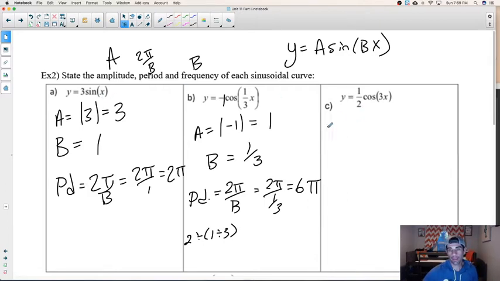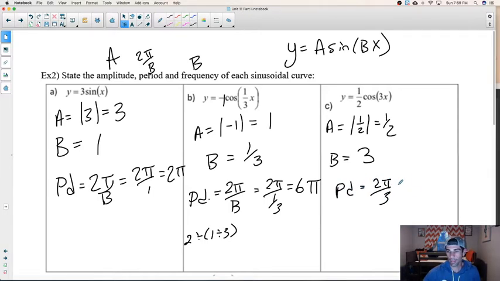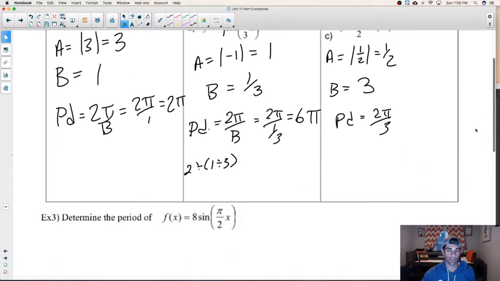All right, and then the last one, our amplitude was the absolute value of 1/2. So that means that this was our amplitude, our frequency is 3, and our period is 2 pi divided by 3. That's not going to change, it's going to stay as 2 pi over 3. All right, so that is kind of looking at it. If I give you a formula, tell me what the amplitude, frequency, and period is from there.